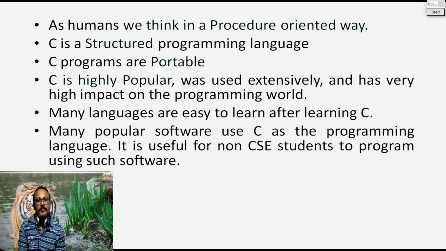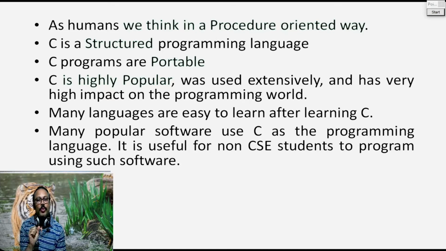So study C as a beginner language because it appeals to our human cognition. C is a structured programming language. All other languages are also nowadays structured programming languages. So it supports structured programming concepts like sequencing, selection, and repetition, which we will study in detail later. If you write programs using those structured programming concepts, then your programs are more readable, understandable, and debuggable.